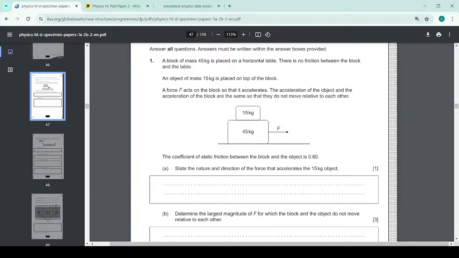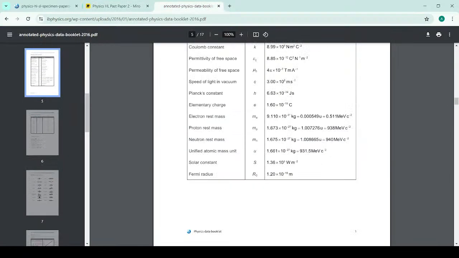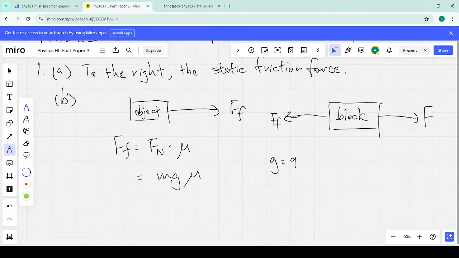For which the block and the object do not move relative to one another. Okay, so if the objects are not moving relative to one another, is G 10? Let me check the data booklet. Let's see what it says. Okay, so they want you to use G equals 9.81.